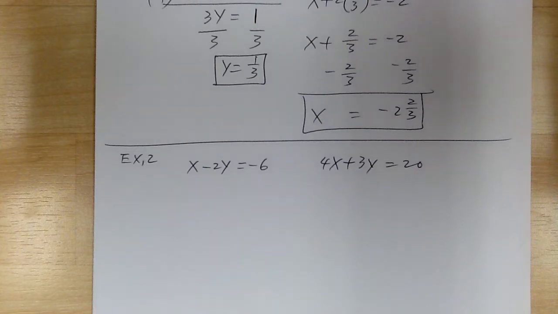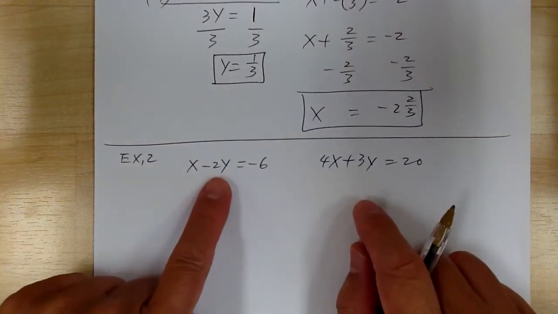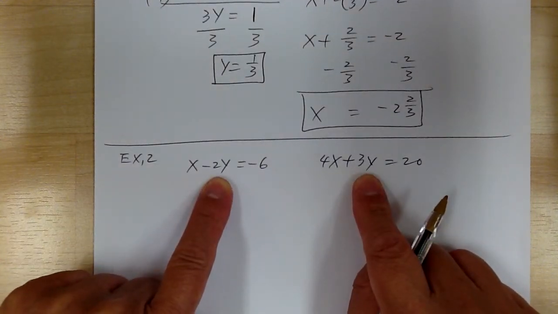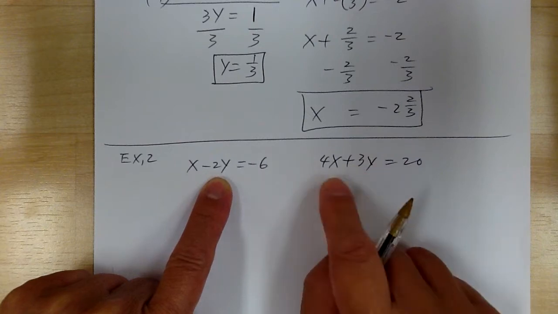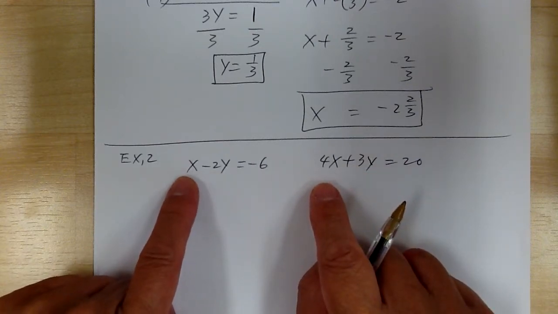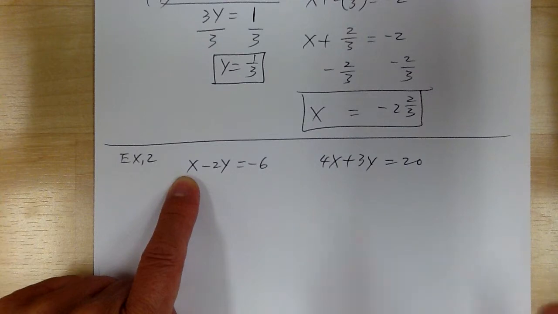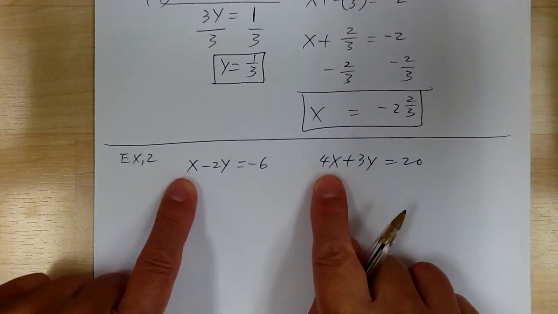Now you look at the variables. Your goal is to try to make one of the variables opposite to the other. Now this is minus 2, this is 3. It's kind of hard to do that, right? Usually it's easier if you do the one without a coefficient. Again, it's up to you which one you want to do. So I'm going to make the x opposite.